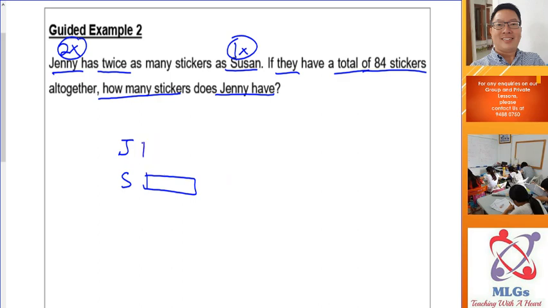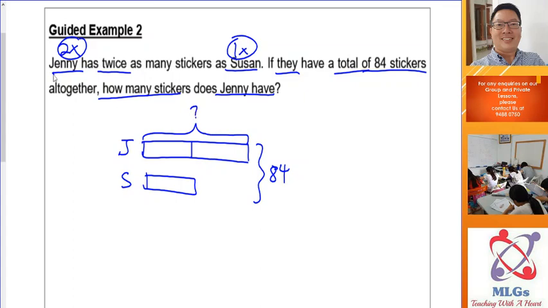So let's draw back the 2 boxes and read the next sentence. They have a total of 84 stickers. So this is where you put 84. How many stickers does Jenny have? And this is your question mark. And when you have completed your drawing, or you know that there's nothing else to draw, then you indicate your 1 unit. Now you can solve the problem.